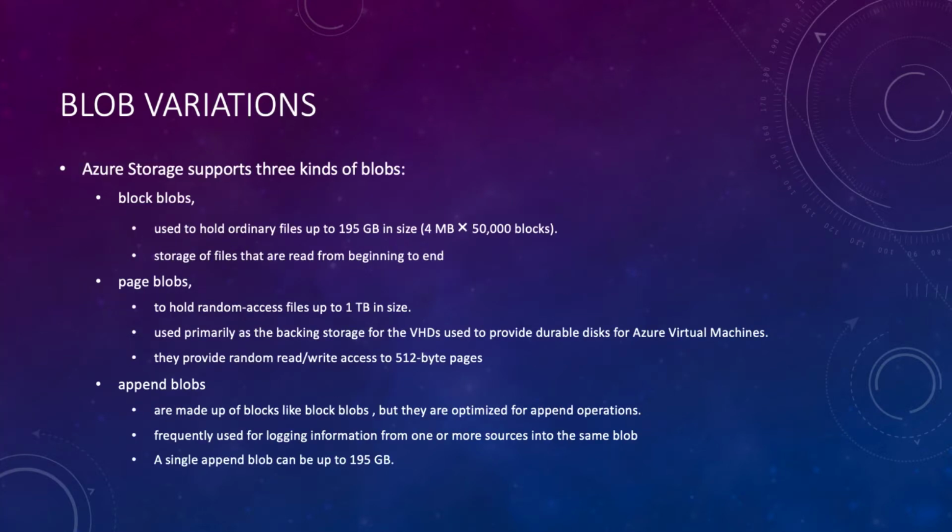Azure supports three kinds of blobs. You can have block blobs, page blobs, and append blobs. Block blobs are used to hold ordinary files up to 195 gigabytes in size, which is 4 megabytes times 50,000 blocks. The primary use for block blobs is the storage of files that are read from the beginning to the end in a sequential way, such as media files or image files.